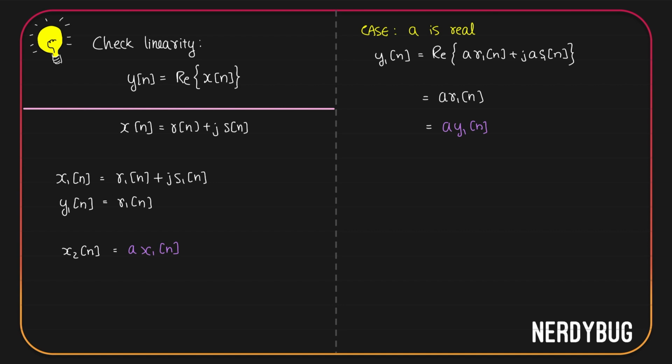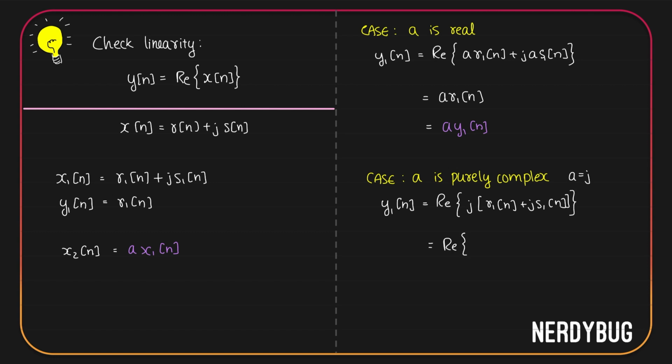Let's take case 2 where a is purely complex. As an example, let's just take a is equal to j. Then, if you are giving x2 of n, a x1 of n as the input, you will get y2 of n as the output. It will be the real part of a x1 of n, but a is j, so j times x1 of n, which is r1 of n plus j s1 of n. That is, we'll get the real part of j r1 of n plus j into j becomes minus 1. So let's change it to minus s1 of n.